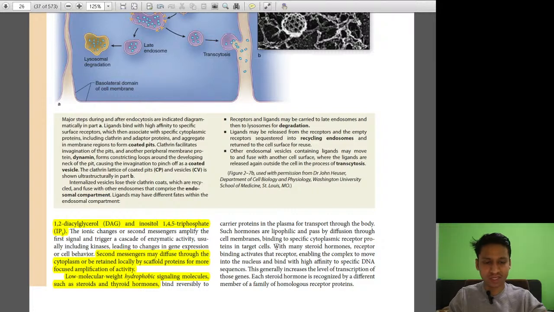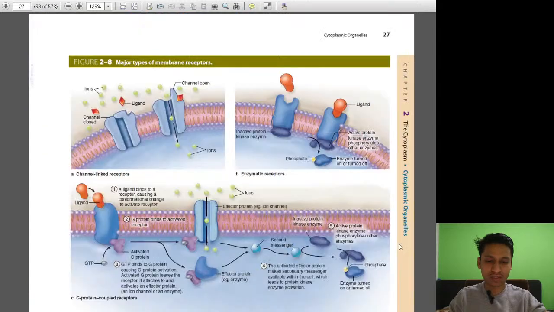So this is, I think, important. With many steroid hormones, we just know what steroid hormones do. They go to the DNA sequence and they speed up the process.